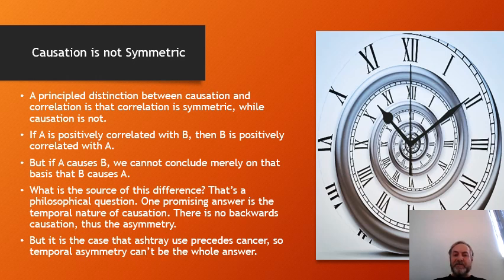Maybe. But there are correlations that have this temporal asymmetry as well that still aren't causes. Your ashtray use will precede your getting lung cancer, but that alone doesn't make it a cause. Just because something is earlier in time, that isn't it. So correlation plus temporal asymmetry can't really be the whole answer either for what makes something causation.